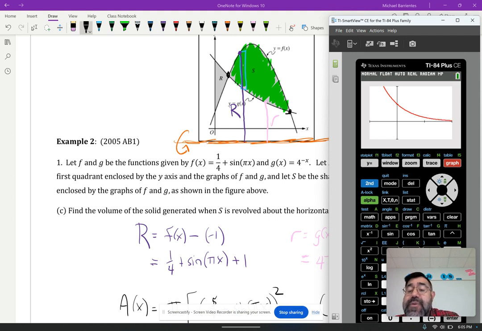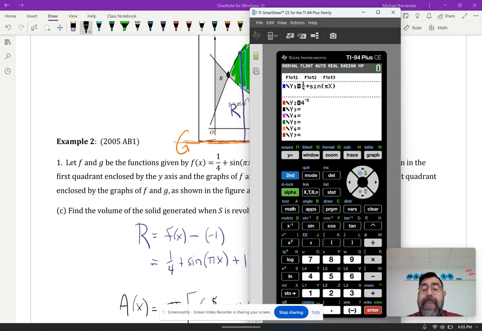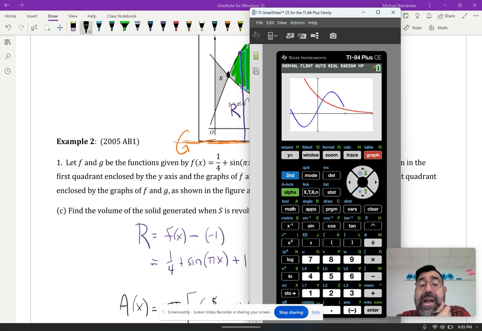Here is 4 to the negative x. Can I not see the other one? Oh, I turned it off. So no, I can't see it. Now let's graph it. Ah, there it is. So here's region R and here's region S. I'm looking for these two intersection points.